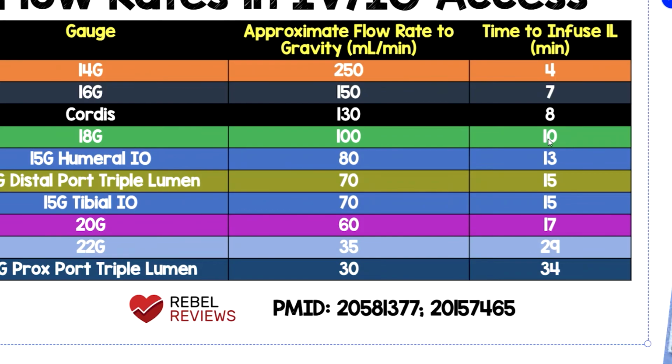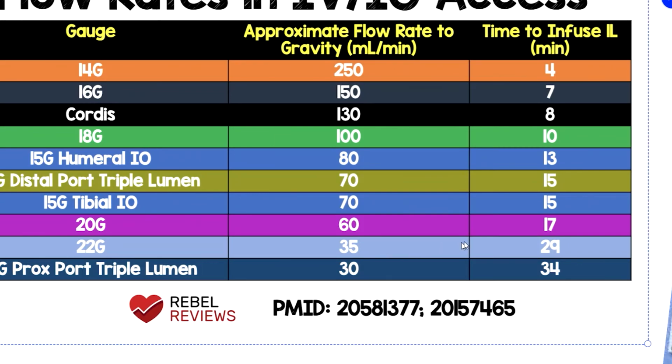All right, and so we have a little bit less volume by 50 milliliters, but you can tell that 16 gauge is going to put in a lot more fluid versus an 18. And that theme will continue. We look at a 20 gauge, 60 mils per minute. It's going to take about 17 minutes to infuse that. And let's look at the 22, 35 mils per minute, and look at 29 minutes.